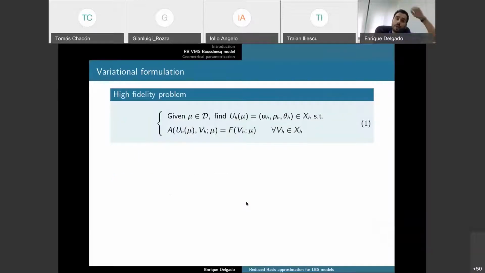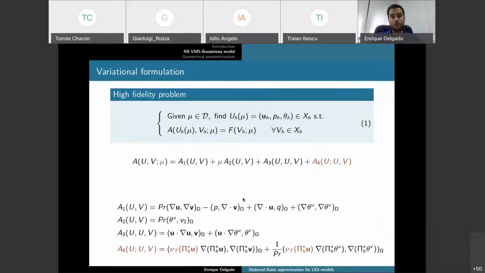So we define the high fidelity problem. In general, we will solve it by finite element, but we perform it in a general way. Performing an affine decomposition for the bilinear form, we deal with these operators that are linear or trilinear and affine with respect to the parameter. Right now, we are considering the parameter to be the Rayleigh number. And here we also consider some nonlinear terms associated with the VMS Smagorinsky terms that are highly nonlinear.